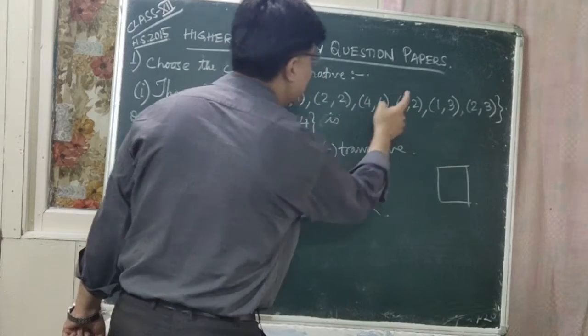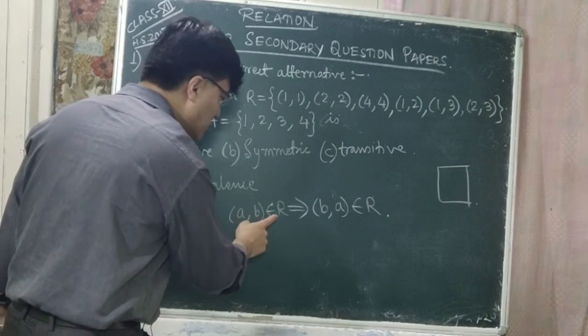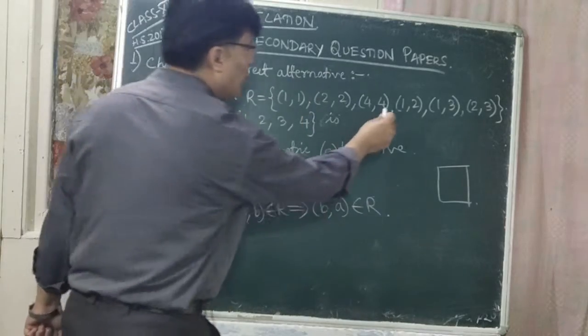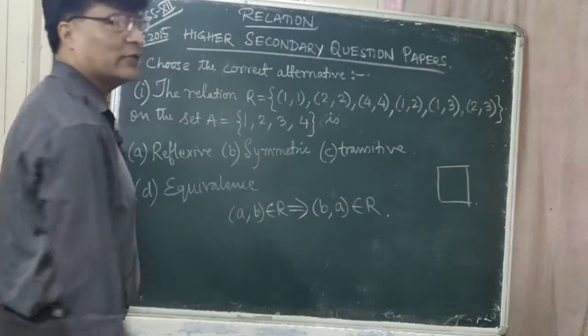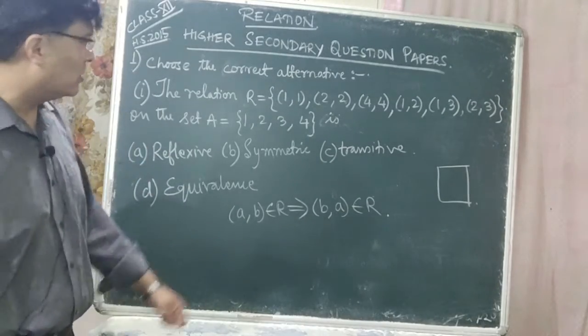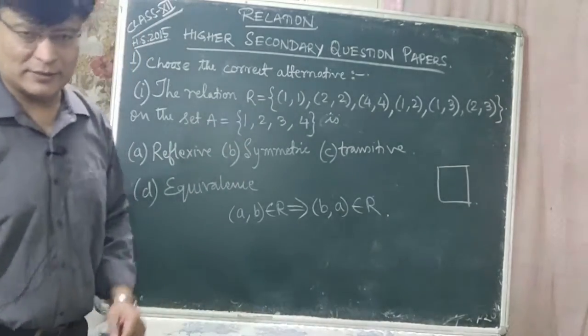1 comma 2 is there. If A comma B belongs to the relation R, then it should imply B comma A belongs to the relation R. If 1 comma 2 is there, 2 comma 1 should be there. Is there 2 comma 1? No, that means it is not a symmetric relation. This is not a symmetric relation either.